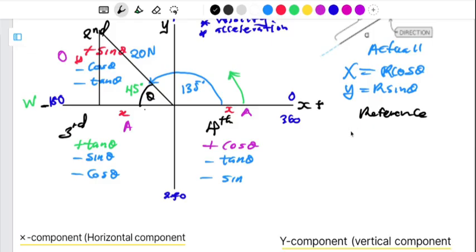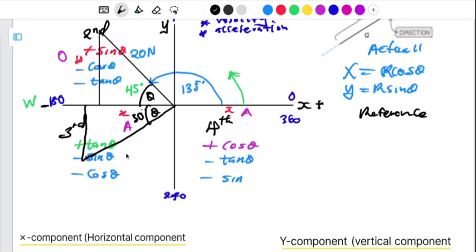So the formulas depend on where the angle is formed. Let me repeat. The formula depends on where the angle is being formed. Is it in the second quadrant? Is it in the fourth quadrant? Is it in the third quadrant? It depends on where it is formed. So let's say, for example, the angle is formed in the third quadrant, and let's say this is 30 degrees as the difference angle. You don't want to use the actual angle starting from here and ending here. No, you don't want to use that one.